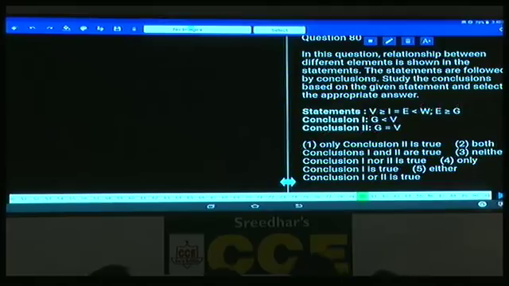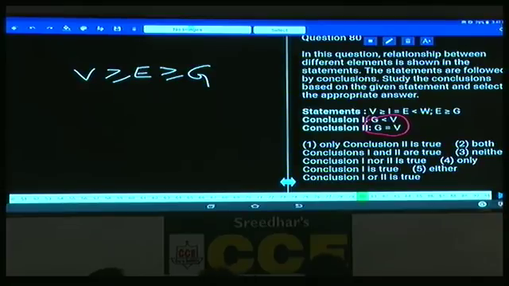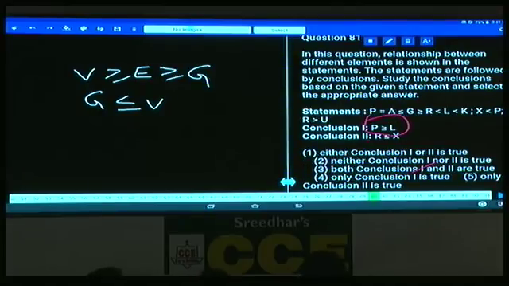Now what about this 80? Now in this question number 80, lesser than or equals to is given. Now the relation between G and V. Now V greater than or equals to E, and E greater than or equals to G. Hence V greater than or equals to G. Hence G is either lesser than or equals to V. Hence either conclusion 1 or conclusion 2, it is given in choice 5. Question number 80. Then 81.